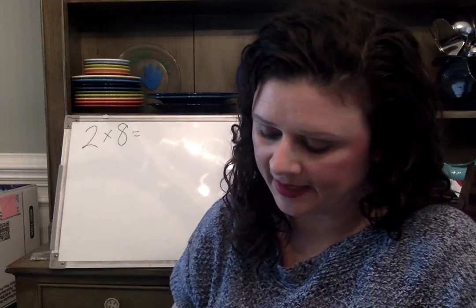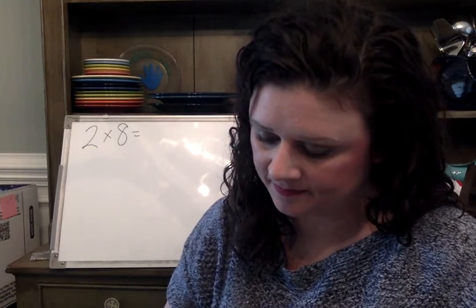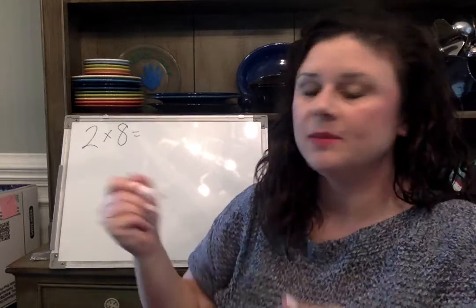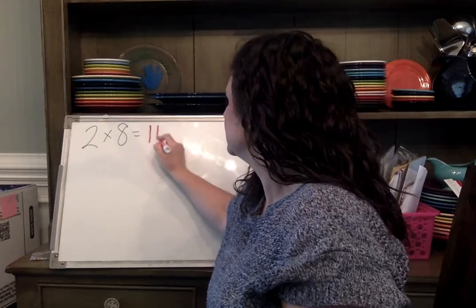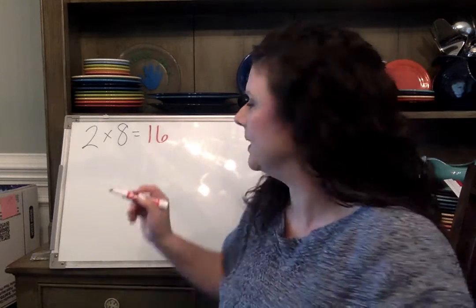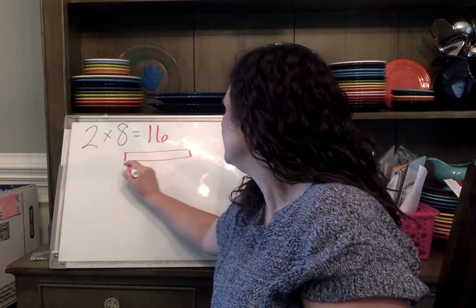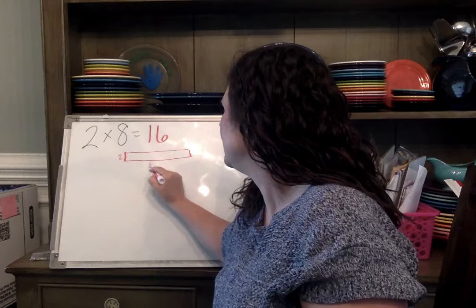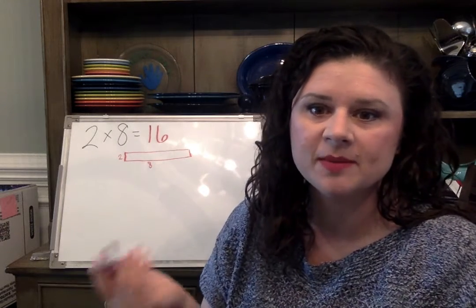2 multiplied by 8. Okay, you probably were able to solve that without even stopping the video, because you know if you double 8, you get 16. Now I'm going to draw an open area model so you know what that looks like as well. If you needed to draw it, you would know it would be a 2 by 8. And you see I'm not going in and drawing all those little squares. I'm leaving it open.